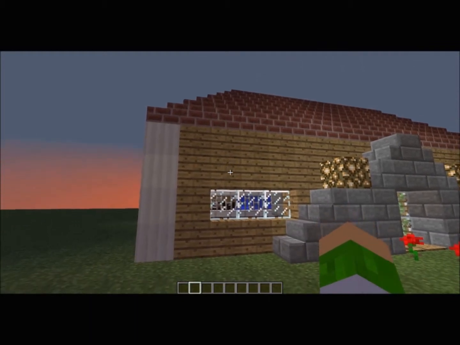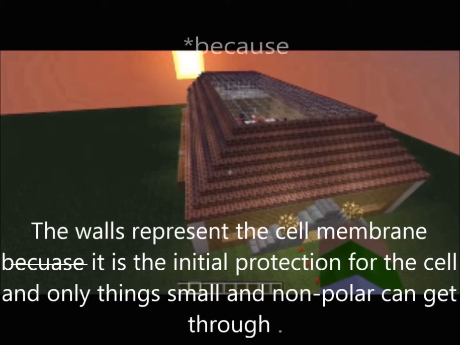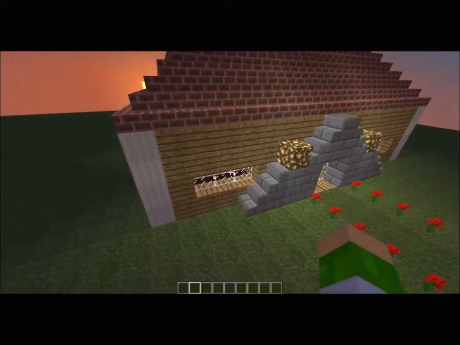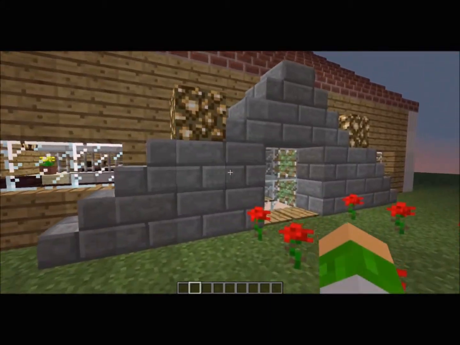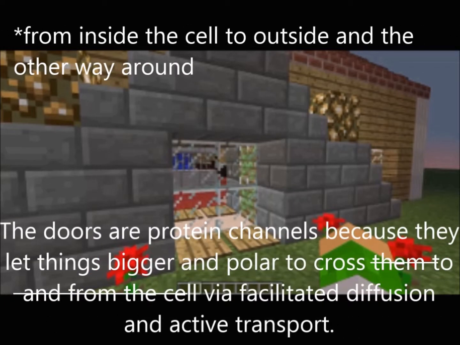So, the walls right here represent the cell membrane because it is the initial protection for the cell, and only things small and nonpolar can get through it. Since I am too big and I am not a ghost, I have to go through the doors. So the doors are the protein channels because they let things that are bigger and polar across to and from the cell via facilitated diffusion or active transport.